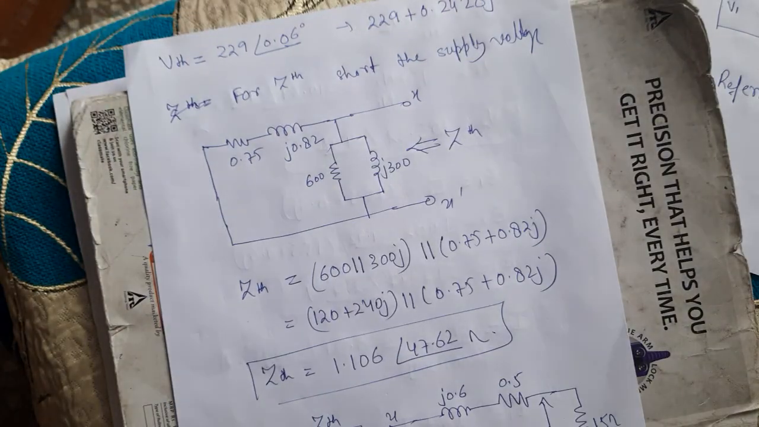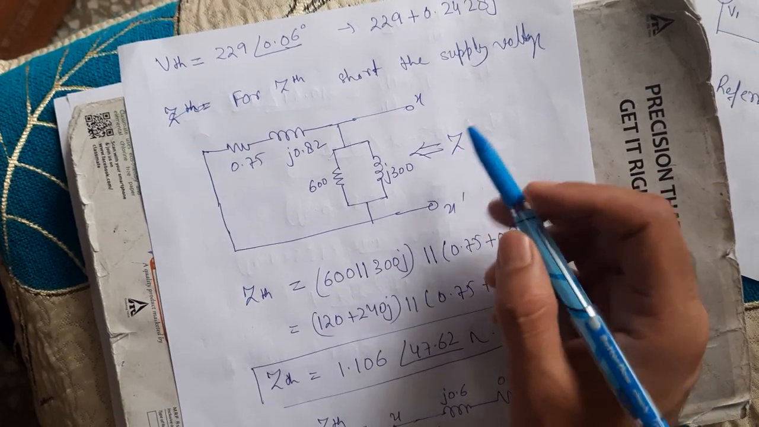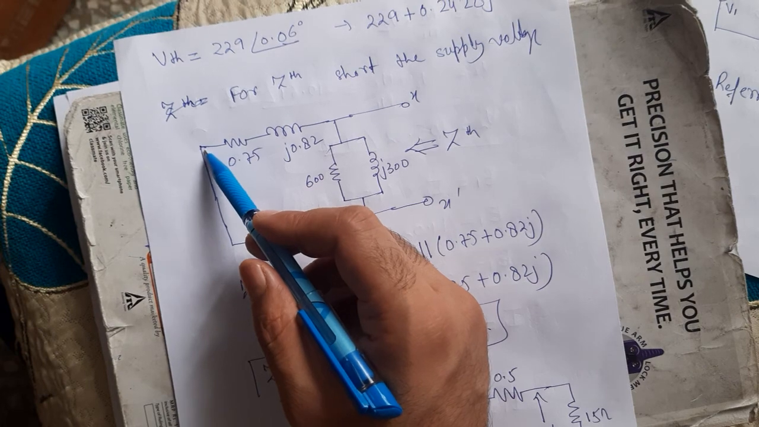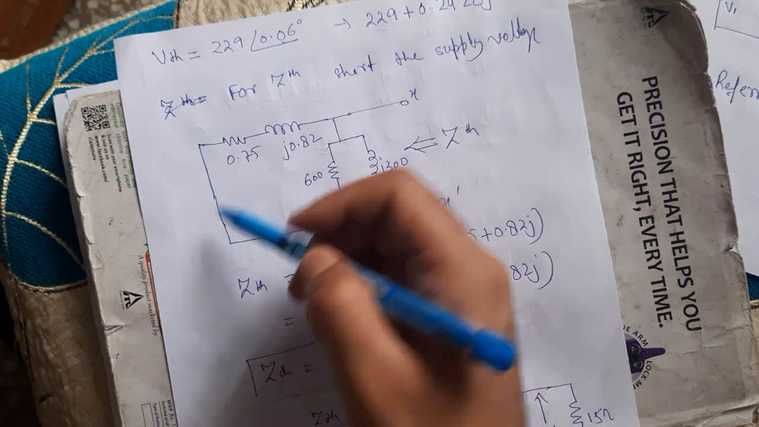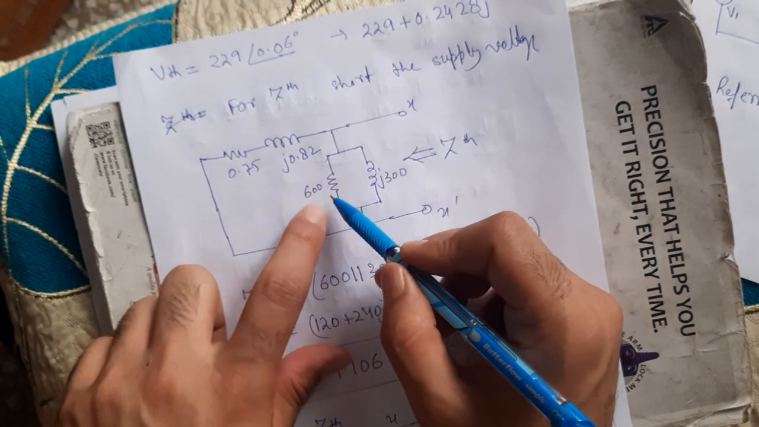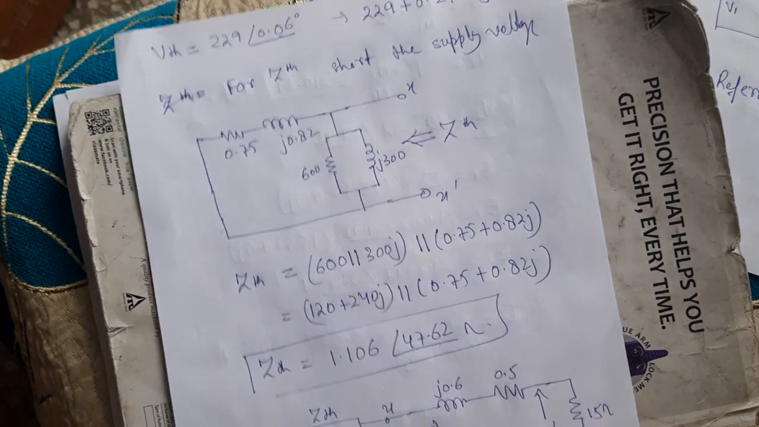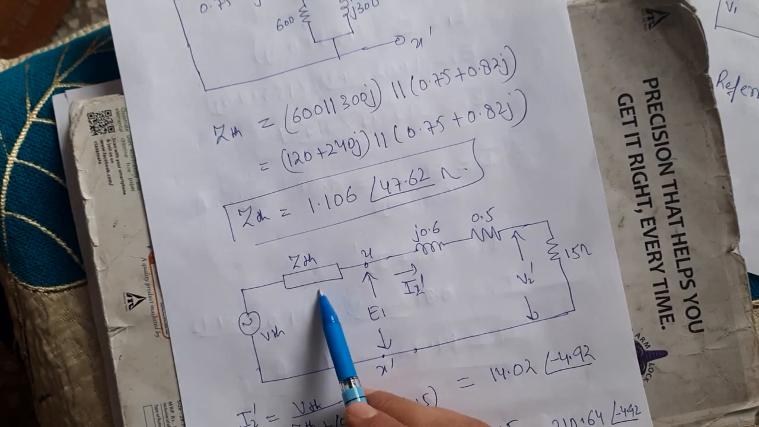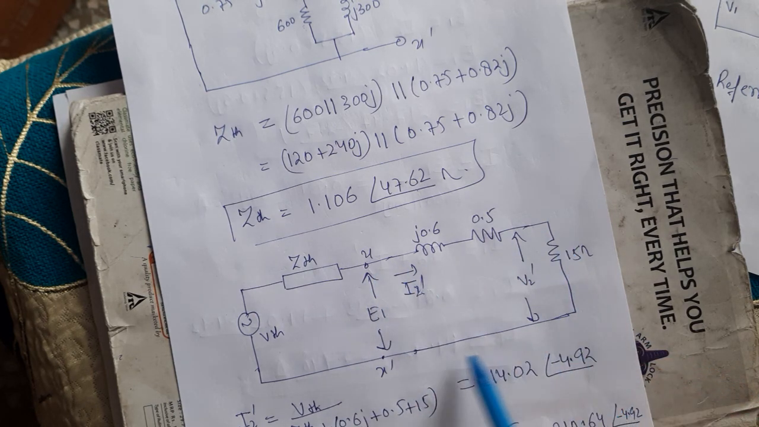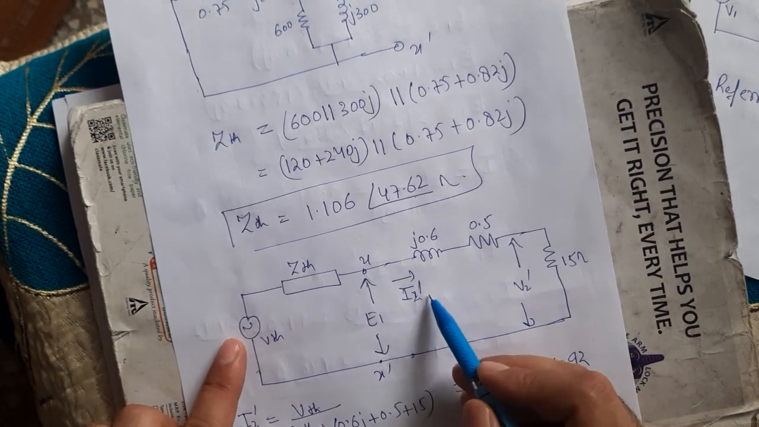Once I have calculated VTH, I have to draw the Thevenin equivalent circuit. So I remove the source, replacing the voltage source by a short circuit, and calculate ZTH. ZTH is this plus the parallel combination of these two. Then I draw the Thevenin equivalent circuit, VTH and ZTH in series with the secondary impedance and the load impedance. It is easy to calculate I2 dash: simply VTH divided by the whole impedance.